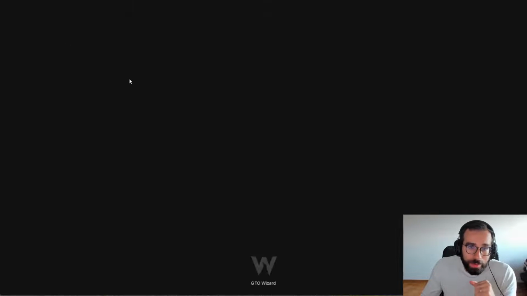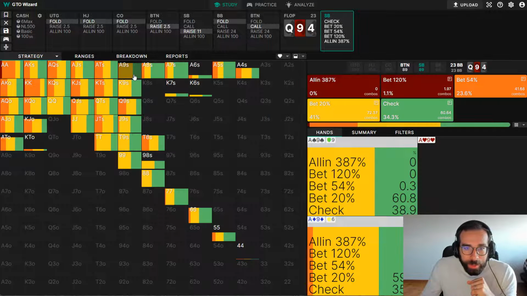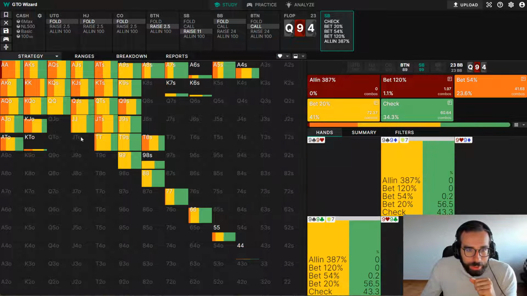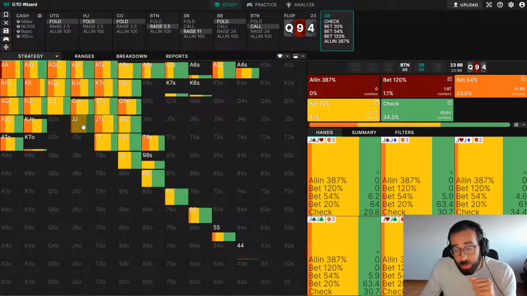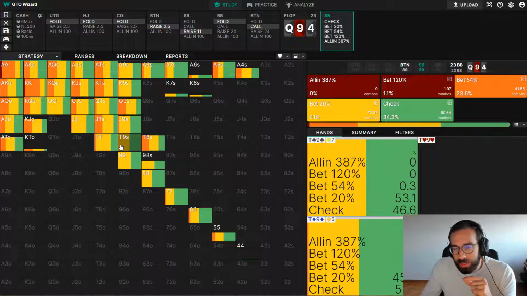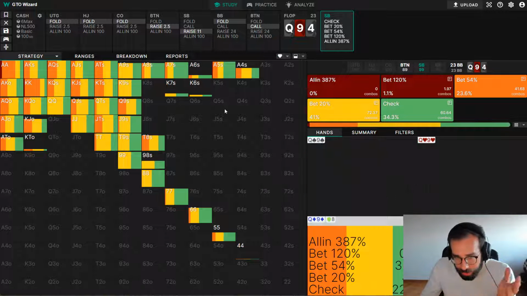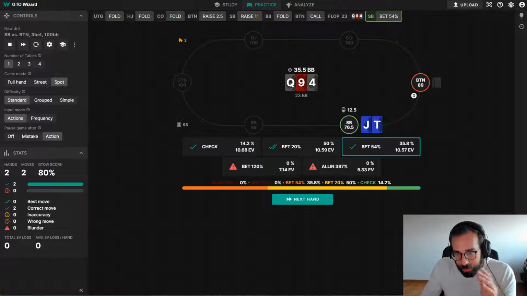Let's see how our range plays here. And again, we're checking about 34% of the time. But the sizing which we prefer, given this solution, is the small one. That's a bit surprising. I thought here we would have bet a bit bigger than that, more frequently at least. But that's fine. Anyway, here also, as you see, both sizes are used a lot. So I would say it's not a big problem if you choose one or the other. It's not going to be a big mistake if you bet too much small or too much big.